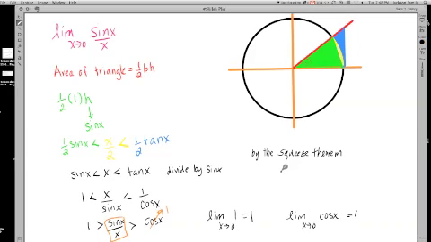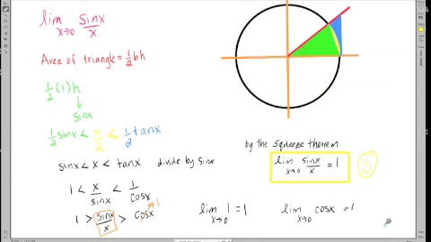So cosine of x goes towards 1. 1, of course, goes towards 1. So by the squeeze theorem, the limit of sine x over x as x approaches 0 is 1. Now we only showed this for the first quadrant. So in essence, really all we showed is that the limit of sine of x over x as x approaches 0 from the positive side equals 1. In order to really prove that this limit exists and is 1, we need to also show the limit of sine of x over x as x approaches 0 from the negative side also equals 1.